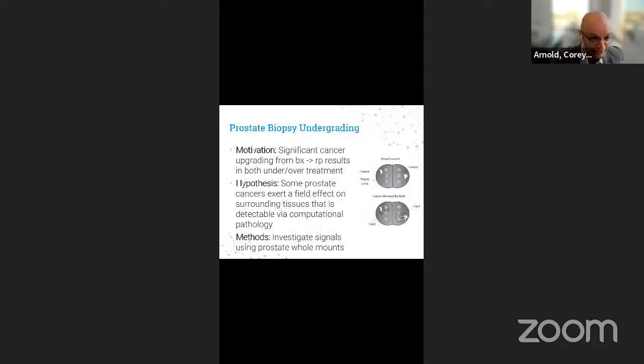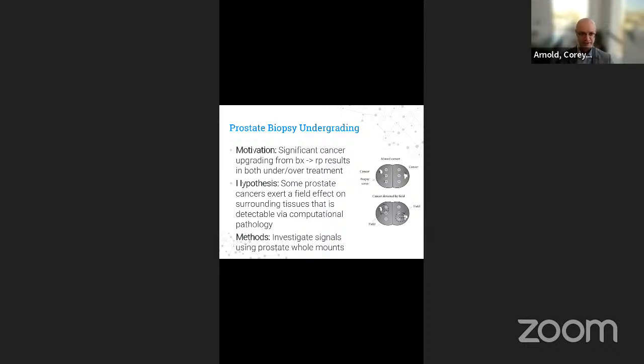One other thing we're doing more recently in prostate cancer is looking at the problem of prostate biopsy undergrading. There's significant cancer upgrading from biopsy to radical prostatectomy that results in both under and over treatment. Because this phenomenon of undergrading is known, if you get a prostate biopsy back and it's low grade, you might know the statistic that say 30% of people with low grade actually have higher grade. And so you might pursue treatment even if you don't need to, versus if you get that low grade and you trust that it's low grade, but it's actually higher grade prostate cancer in there, you might undertreat.